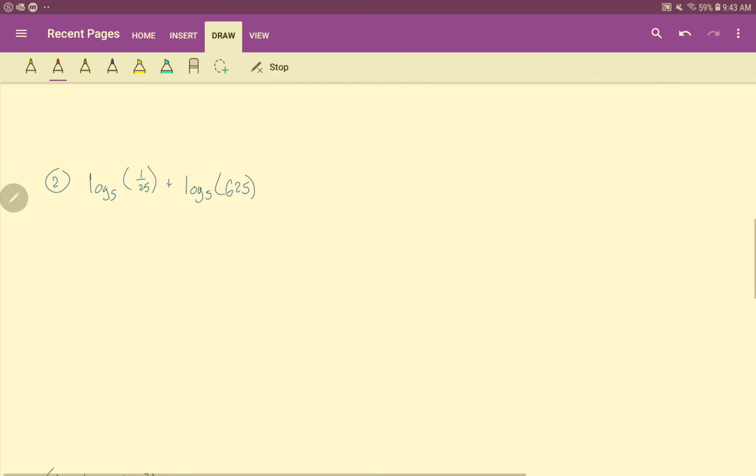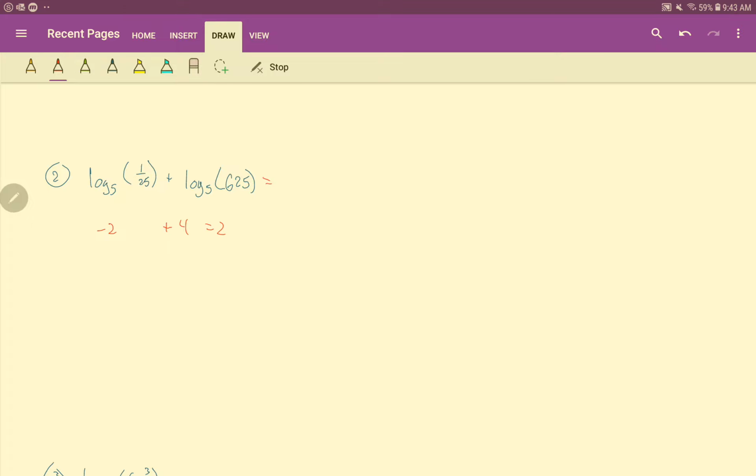Okay, let's take a look at number 2. Log base 5 of 1/25 plus log base 5 of 625. Again, we could do this a short, easy way of just saying, okay, well, this simplifies to negative 2, and this simplifies to, let's see, 5 times 5 is 25, times another 5 is 125, so times 4, so plus 4 gives us 2.